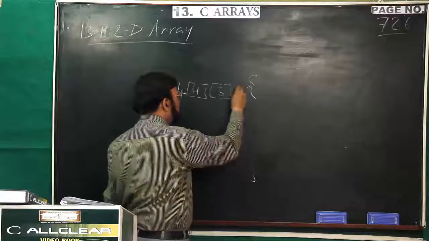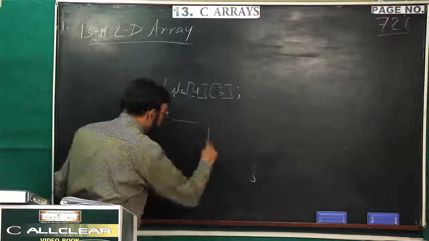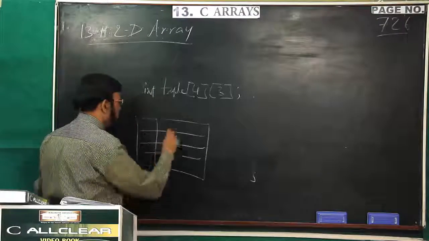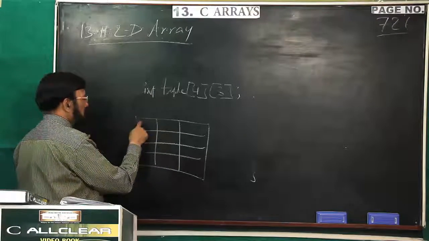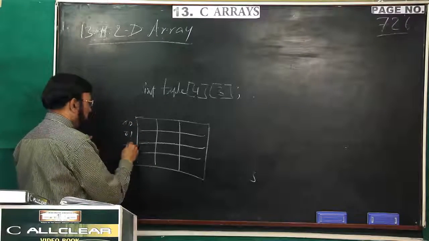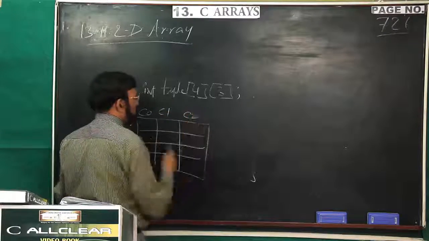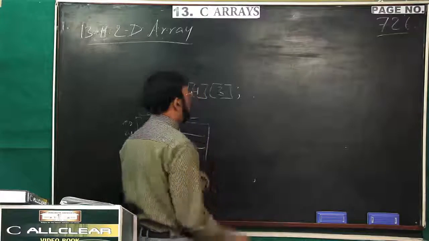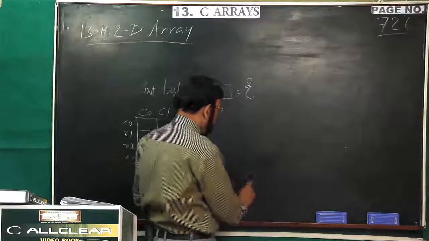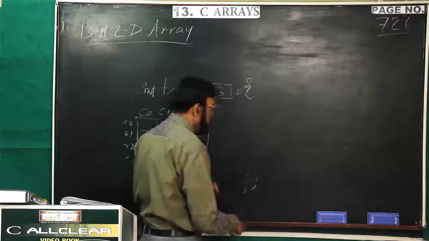This is a two-dimensional array declaration. Now, how is it? This is like this: 4 rows and 3 columns. These are row 0, row 1, row 2, row 3, column 0, column 1, column 2. This is the thing. Now, if you want to initialize, you can initialize it. Just to see the initialization procedure, first you write like this.